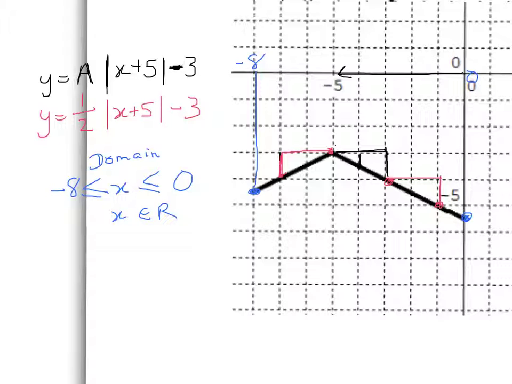And I don't have a mirror line on this one, do I? Because that's an uneven kind of graph. Okay, and that's it for absolute value graphs.